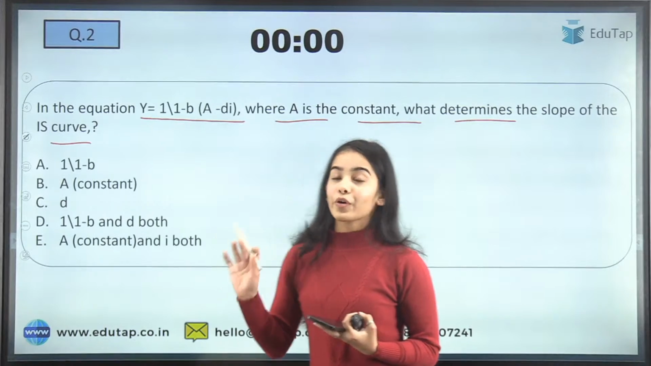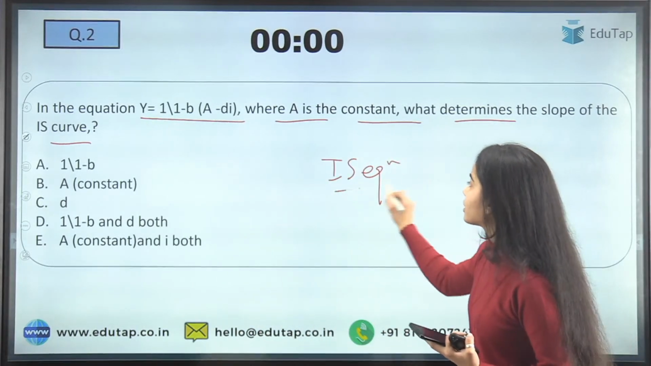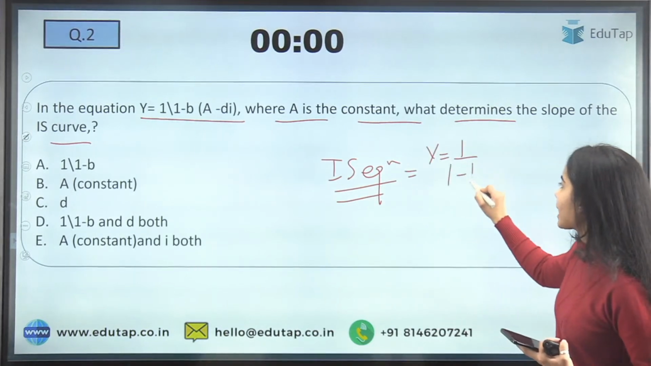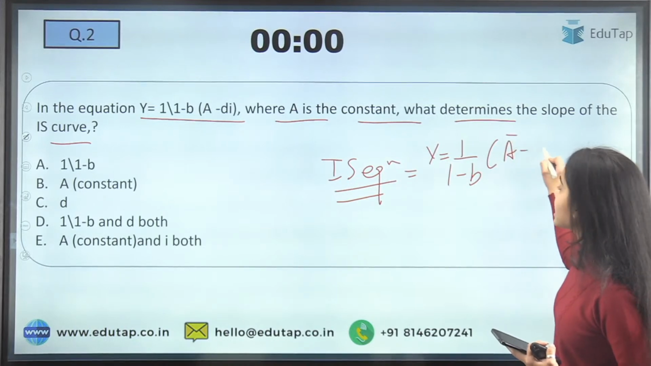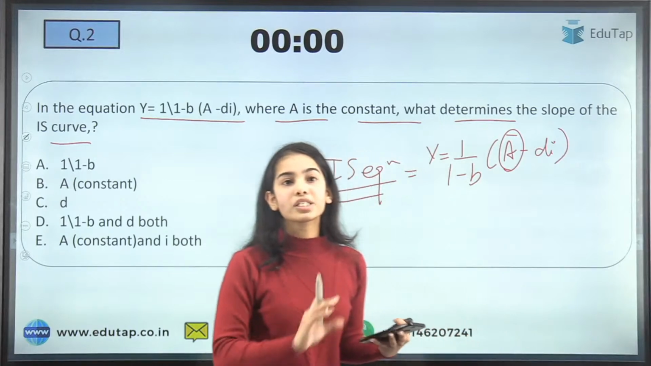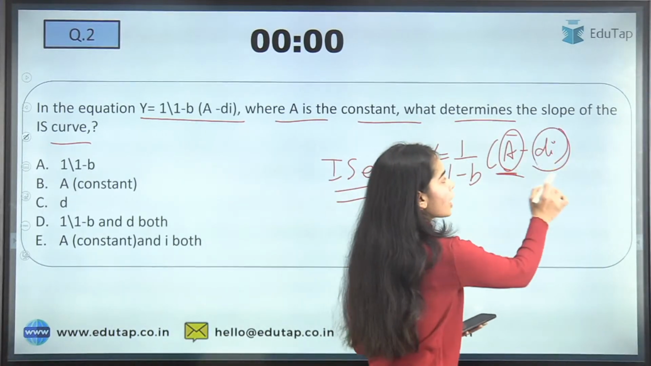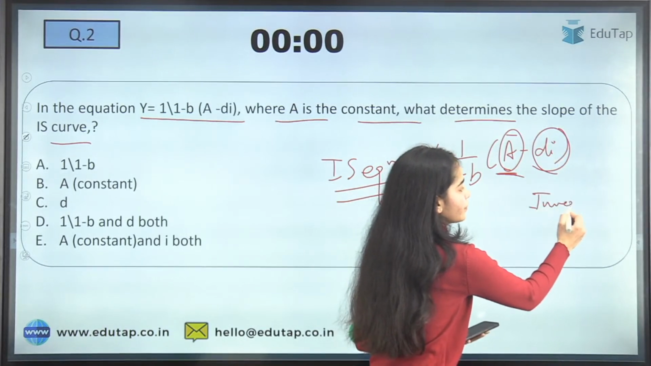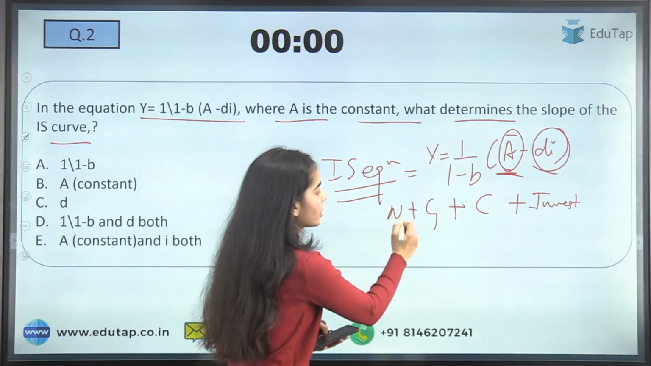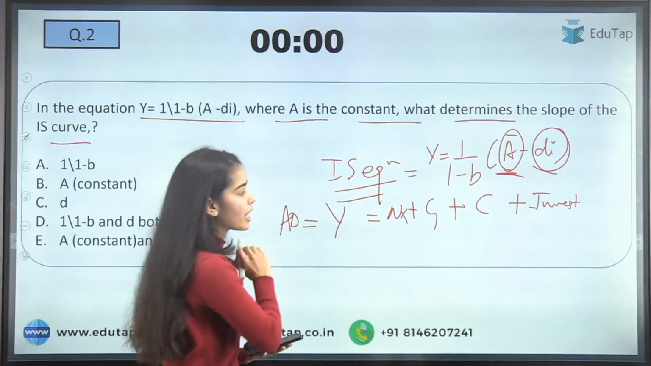Okay, Anshu, I hope you are able to understand. See, the IS equation I told you is y equals 1 upon 1 minus b times a bar minus di. So a bar is all the constants of the equation we are taking in the a bar. This di is coming from the investment. Investment plus consumption plus government expenditure plus net exports, this is the equation of y, or the equation of aggregate demand now.